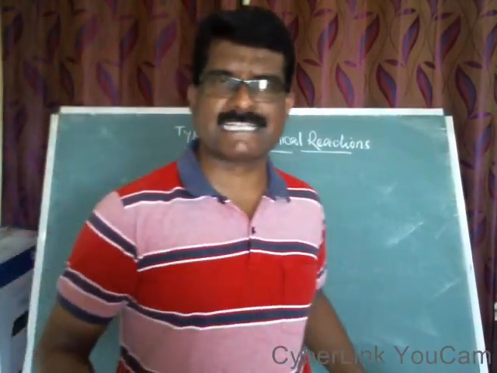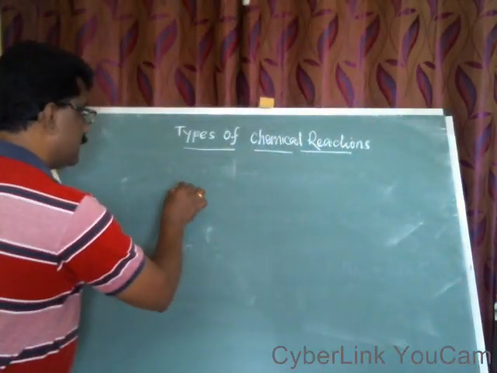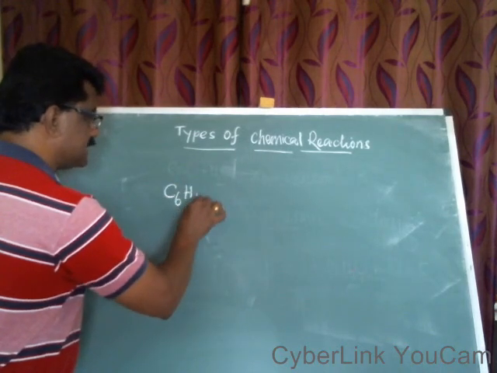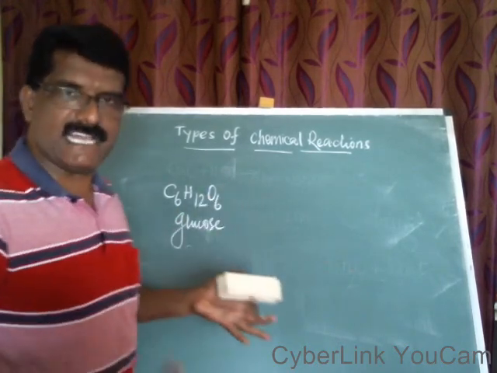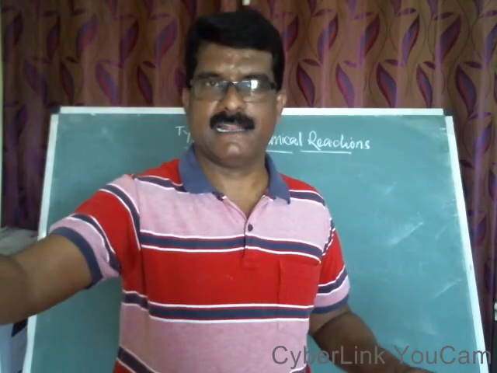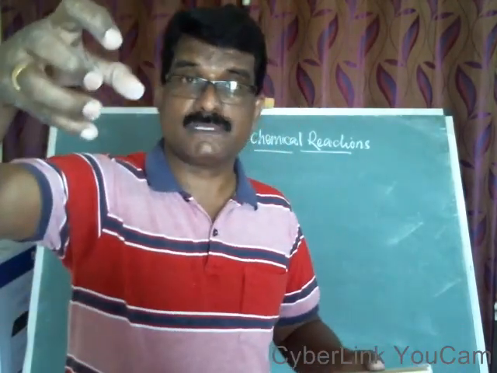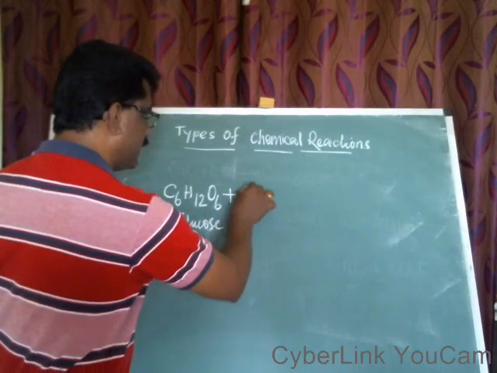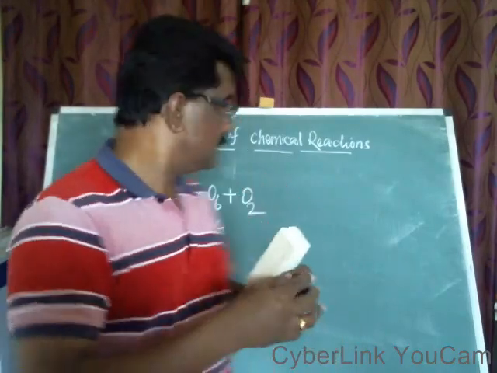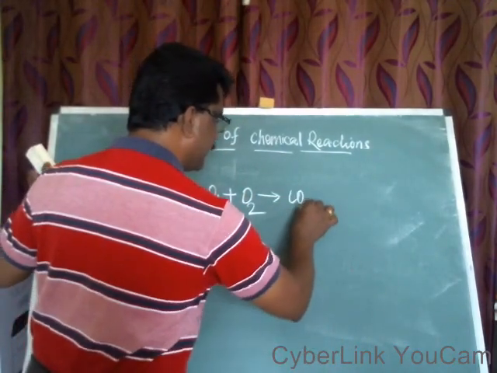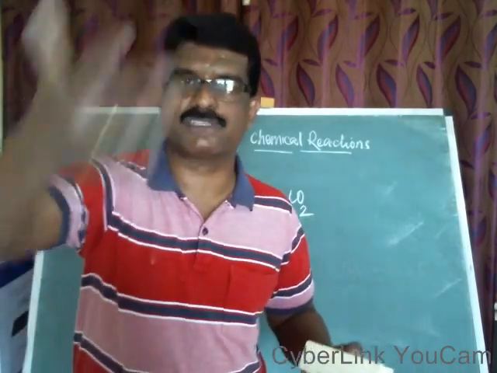What happens during respiration? After our digestion, for example of carbohydrate, when carbohydrate is digested, glucose is formed, C6H12O6. This is glucose. After digestion, this glucose goes to your cells, and in the cells the glucose is oxidized. When you inhale oxygen, the glucose gets oxidized to produce carbon dioxide. The carbon dioxide we are giving out through our nostrils.